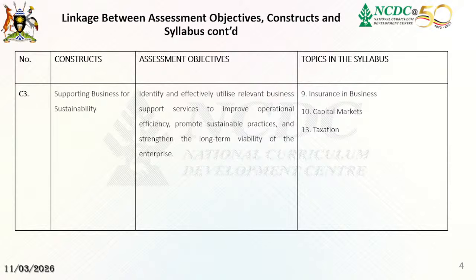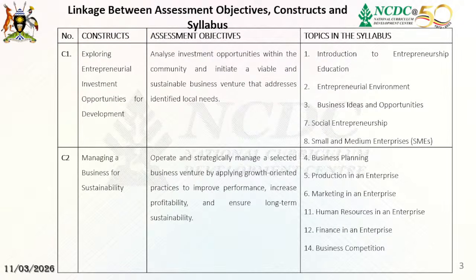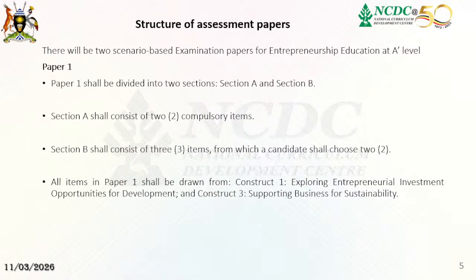So using that as well, let me answer this person who is asking, in which paper will taxation computation be assessed? When you look at the structure of paper 1, it says paper 1 shall be divided into 2 sections, section A and section B. Section A shall consist of 2 compulsory items. Section B shall consist of 3 items from which a candidate shall choose 2.